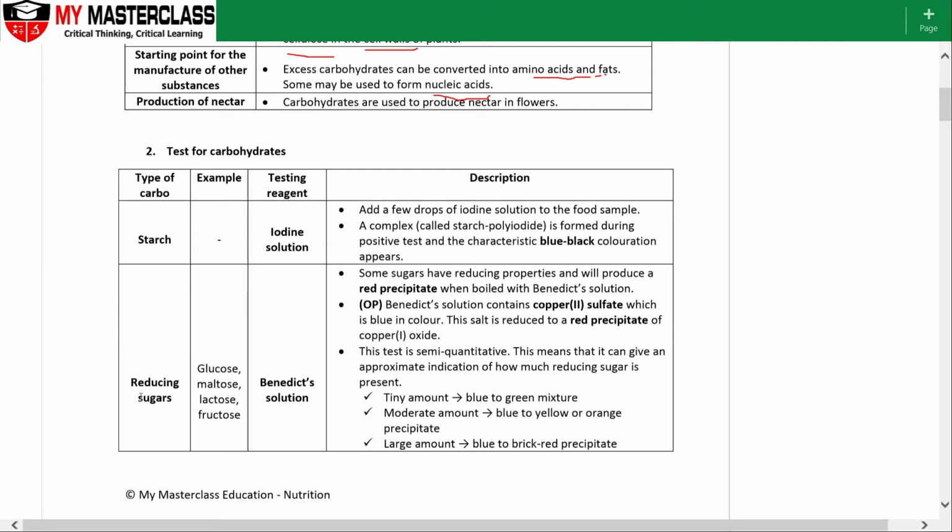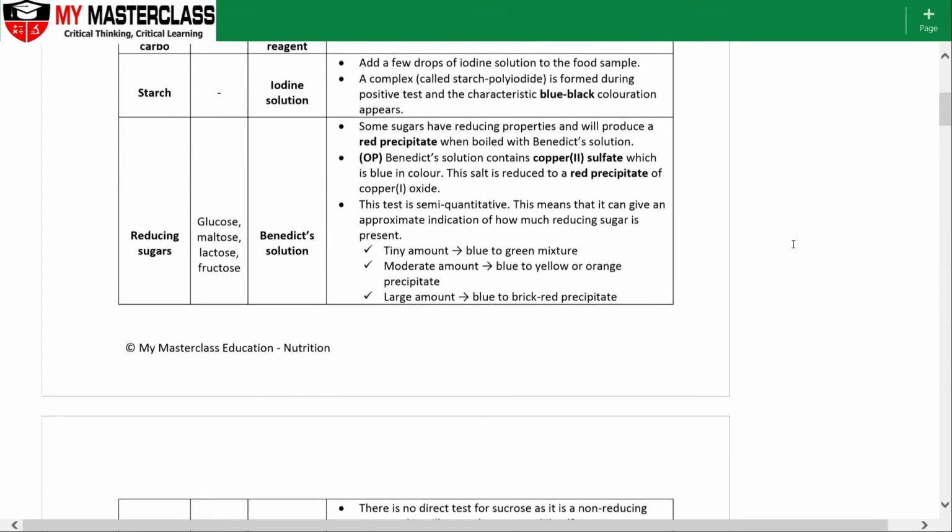Okay, now the test for reducing sugars is used for your disaccharides and your monosaccharides. All your disaccharides and monosaccharides except sucrose will test positive. So over here, you have your blue solution, which is the Benedict solution mixed with copper 2 sulfate. It will test positive for reducing sugar and produce a red precipitate or brick red precipitate.